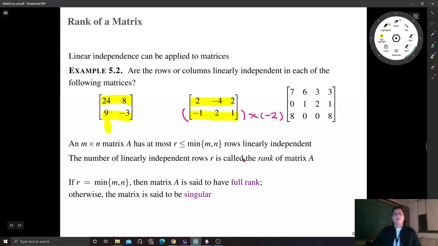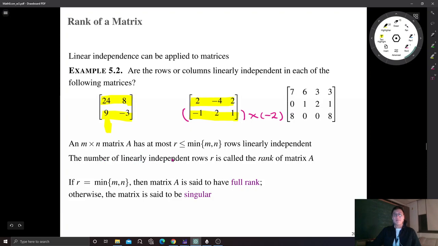Now we are ready to define the rank of a matrix. Suppose A is an m by n matrix, and the rank of that matrix is defined as the number of linearly independent rows. So here, because we have two linearly independent rows, the rank of this matrix is 2. Similarly, we have two linearly independent rows in this matrix, so the rank of this 2 by 3 matrix is 2.